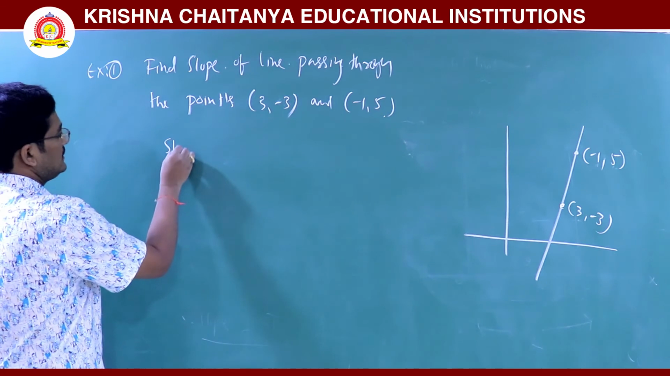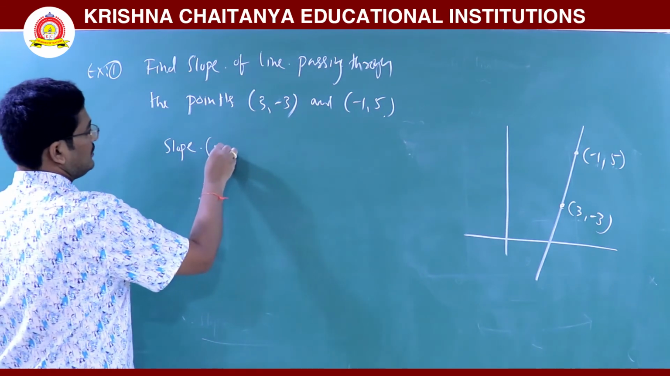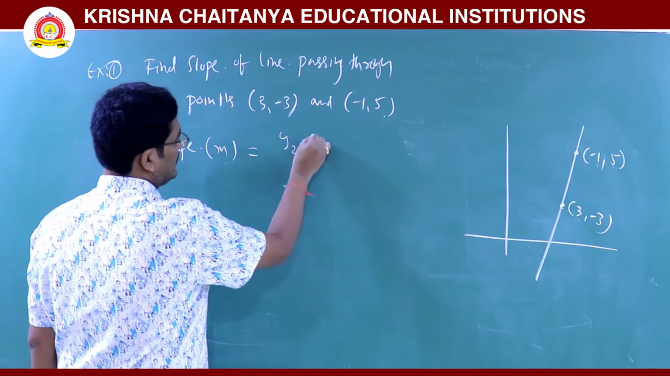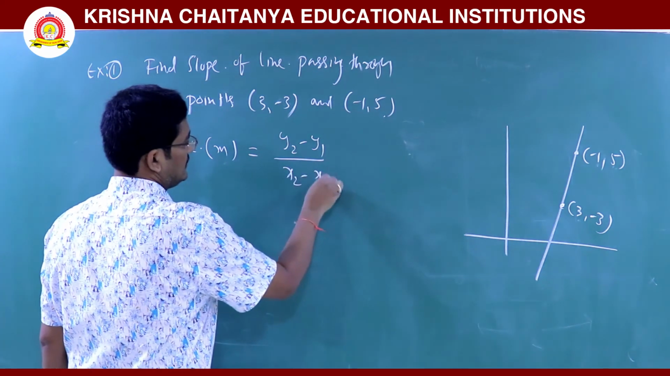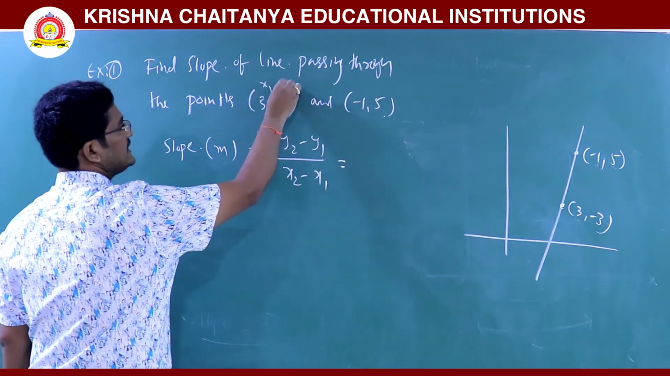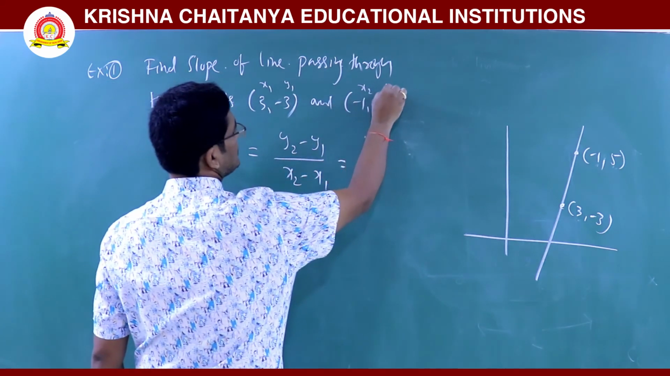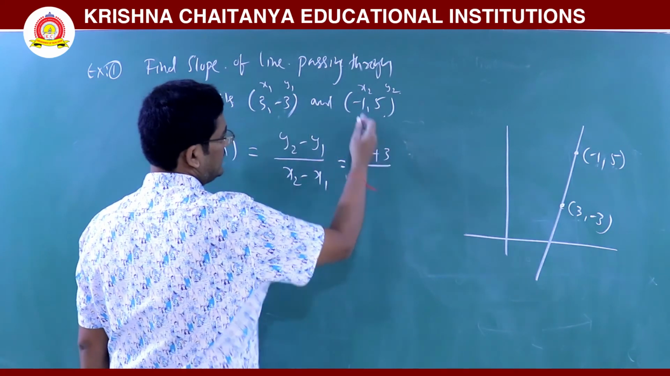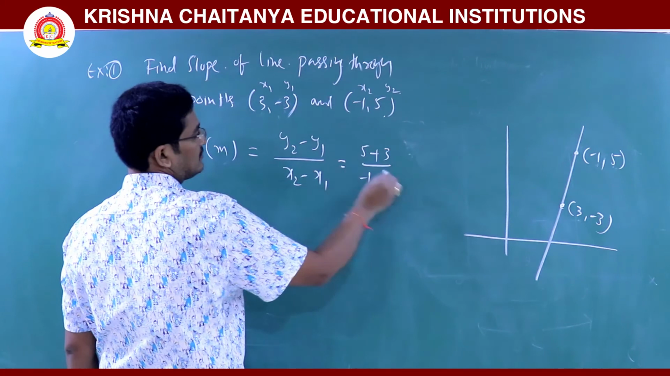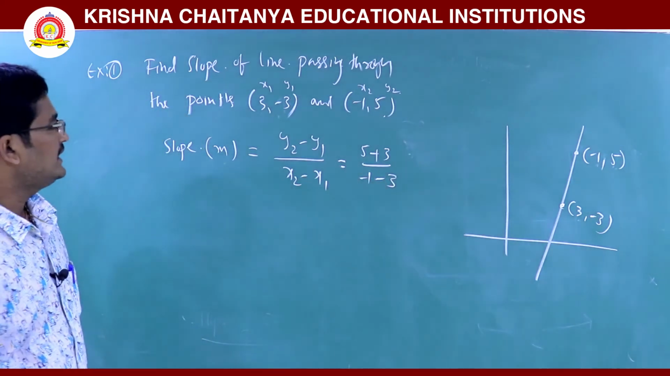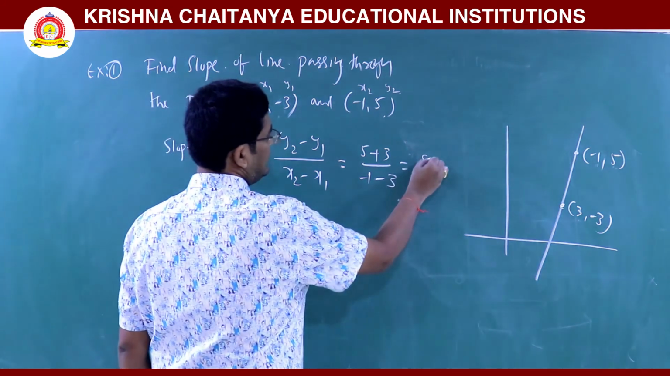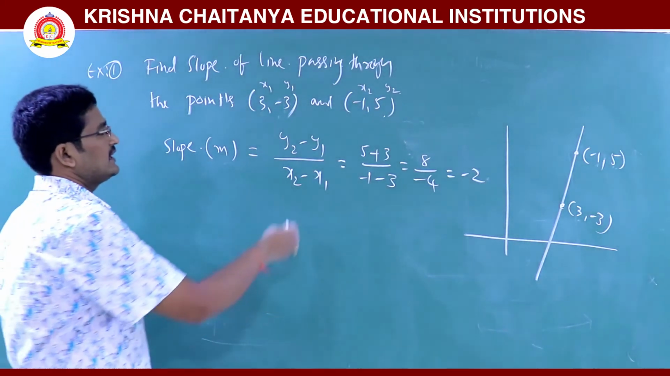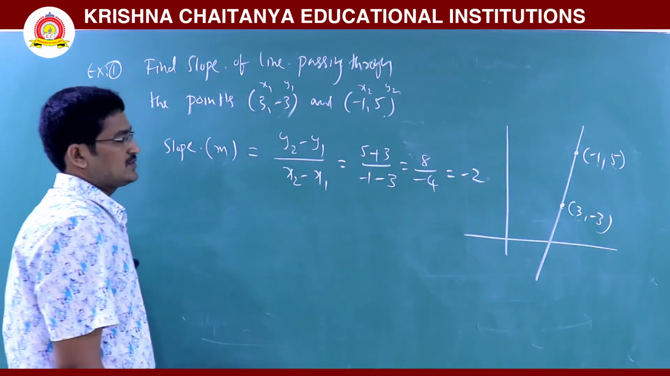Okay, so here I am writing the answer directly. Slope m is equal to y2 minus y1 by x2 minus x1. So x1, y1, x2, y2. y2 minus y1 means 5 minus of minus 3, which is 5 plus 3, by x2 minus x1, which is minus 1 minus 3. So 5 plus 3, 8, by minus 4, that is equal to minus 2. So the slope of the line is 8 by minus 4, which is equal to minus 2.